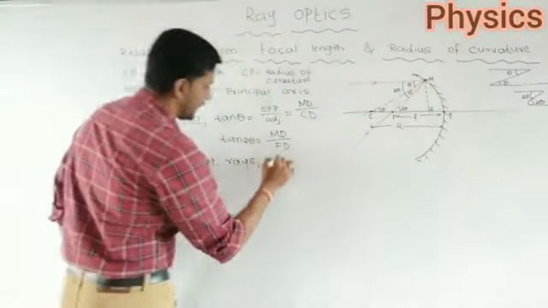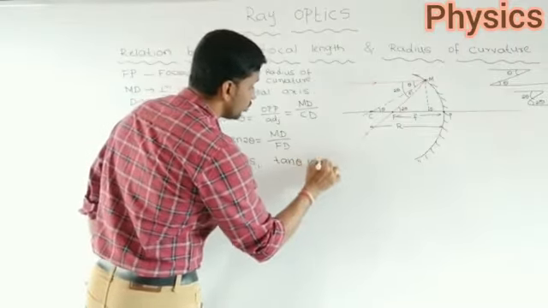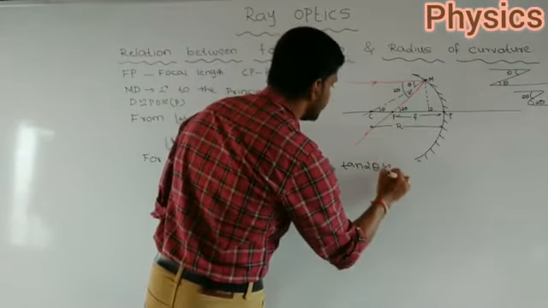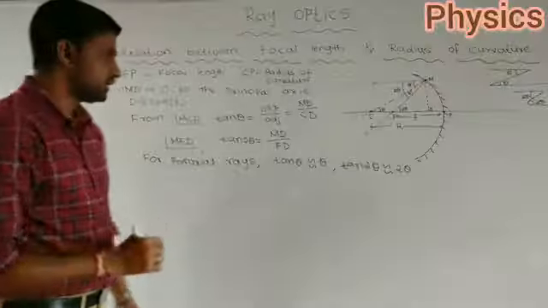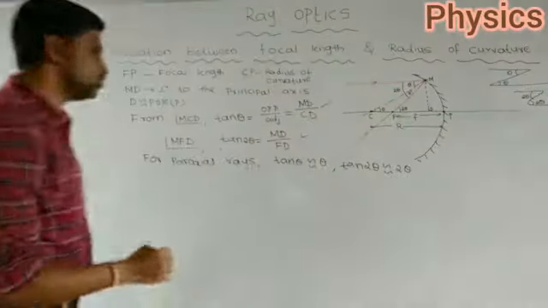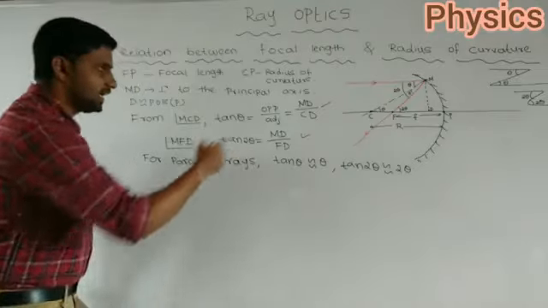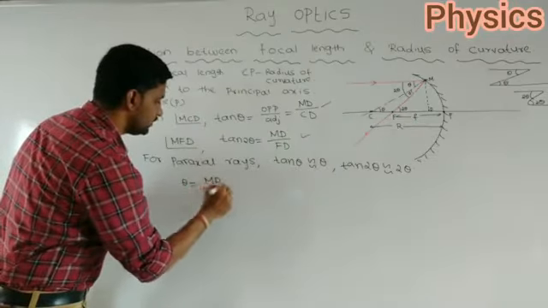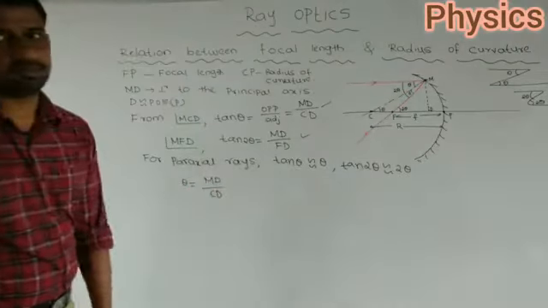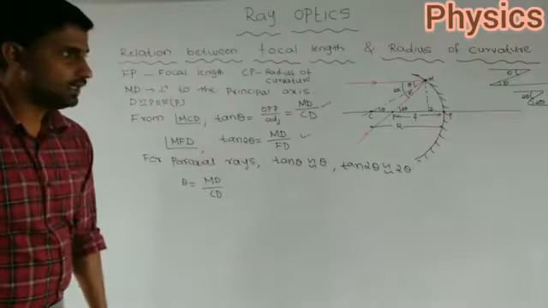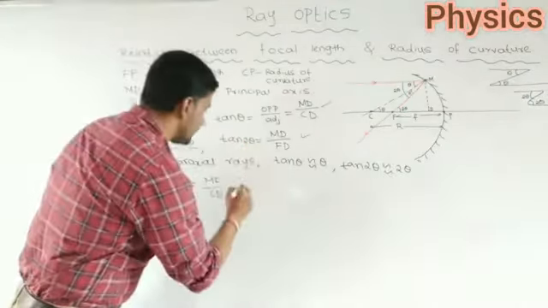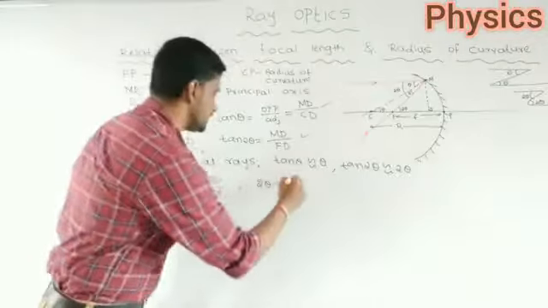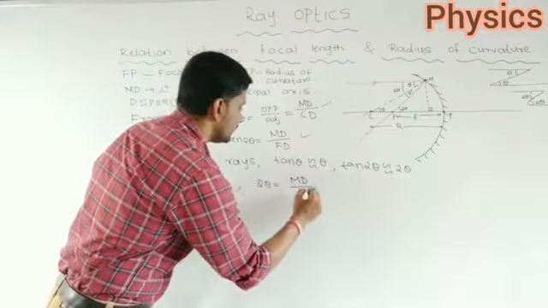I can write tan theta is nearly equal to theta. Similarly, tan 2 theta is also nearly equal to 2 theta. Then tan theta I can write as theta is equal to MD divided by CD, and tan 2 theta, because tan 2 theta is nearly equal to 2 theta, I can write 2 theta is equal to MD divided by FD.